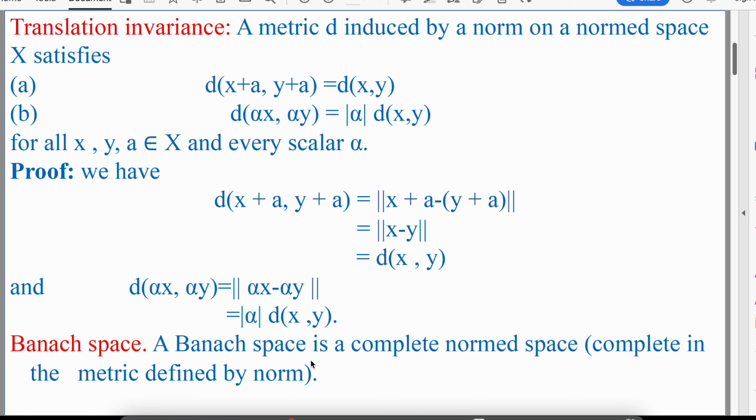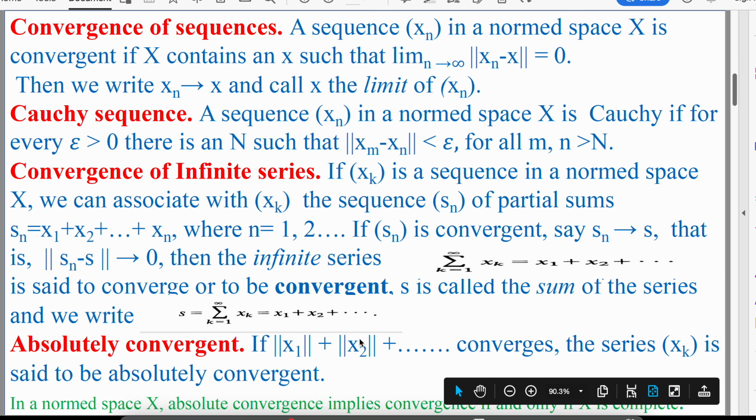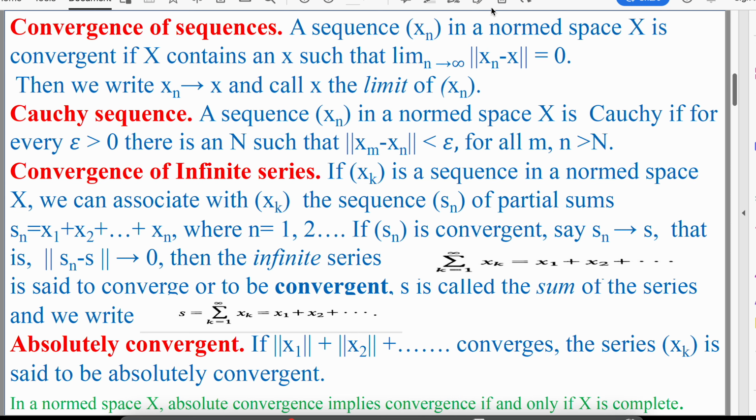Now the Banach space is a complete norm space, means if we define any Cauchy sequence in this space, it will converge to a point in the space. So it is complete in the metric defined by norm. So how do we define convergence of a sequence in a norm space? A sequence xn in a norm space X is said to be convergent if X contains an x such that limit n tending to infinity of norm of xn minus x is equal to 0, and we call this x the limit of xn.